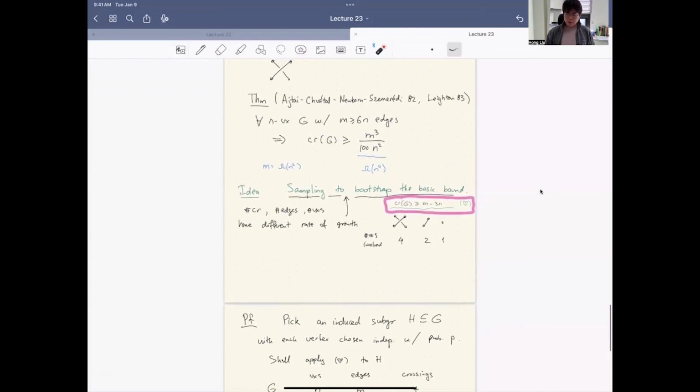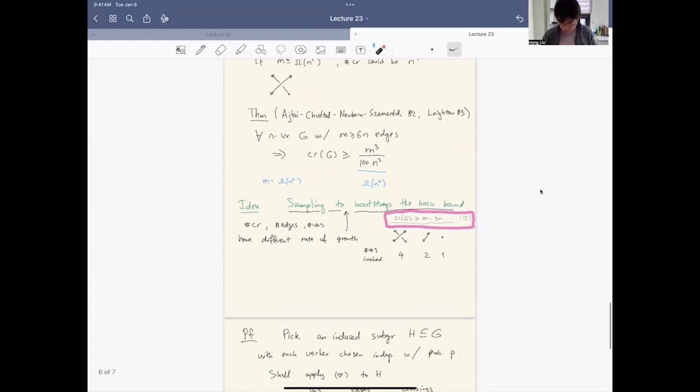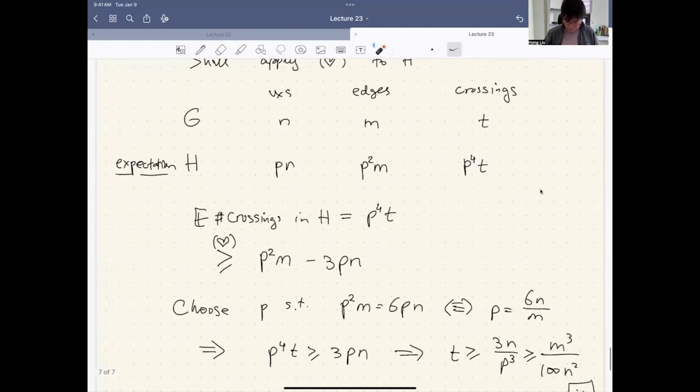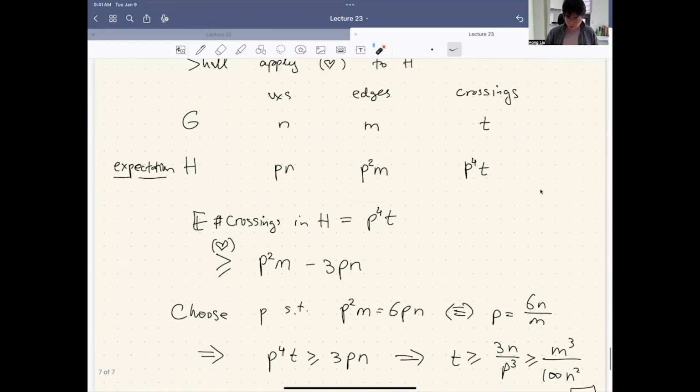So this is what I want to say about crossings. Let's see some applications of this theorem. This constant doesn't really matter. Just remember that the number of crossings is at least the number of edges to the power 3 divided by the number of vertices to the power 2.